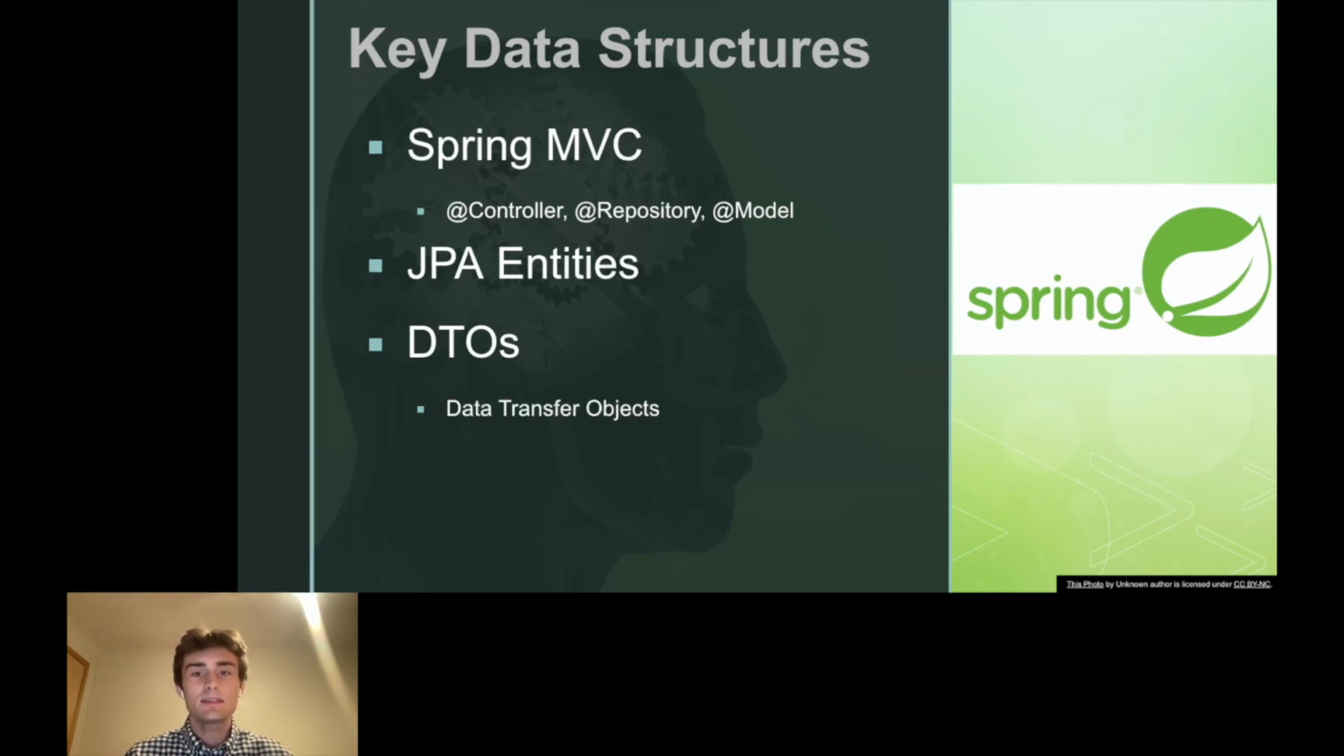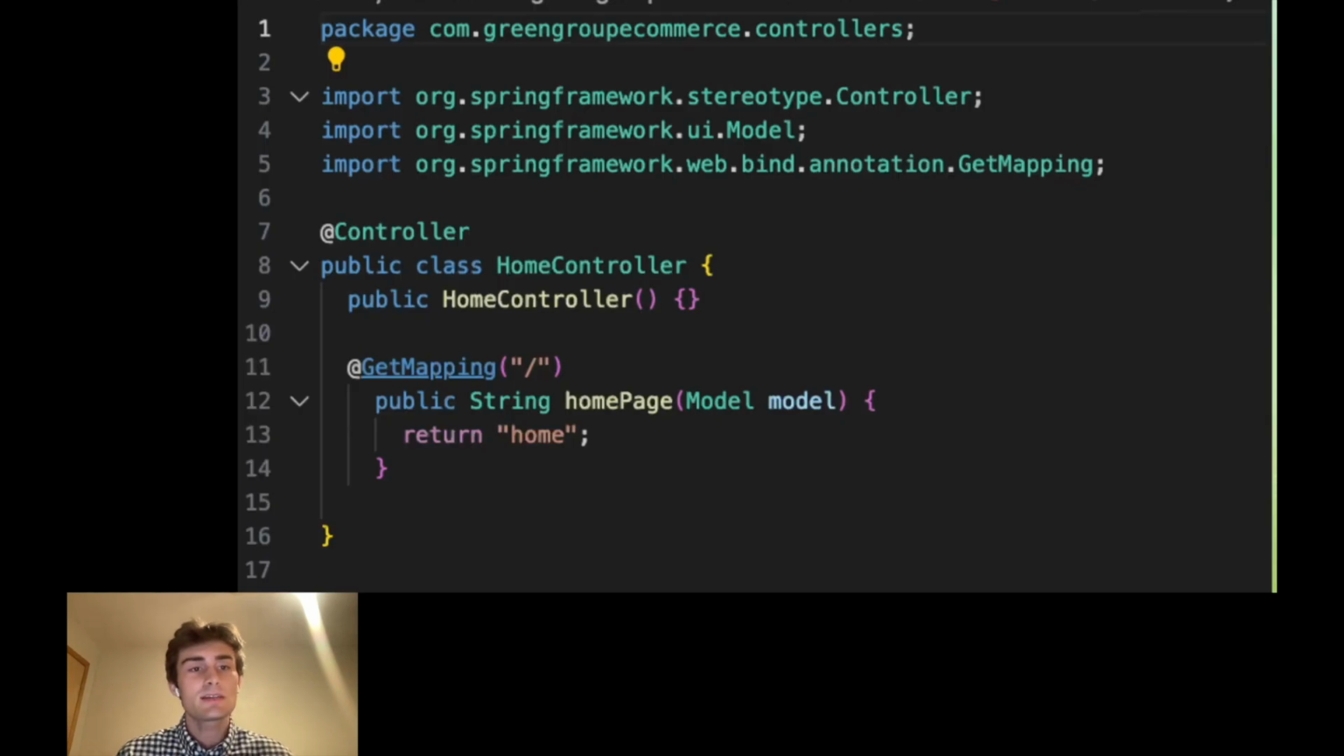certain just plain old Java objects that are storing information within our application. A JPA entity indicates a class that represents a table in our database. So each table that you saw in the schema will have a corresponding JPA entity in our source code, and DTOs or data transfer objects. Here you can see an example controller class in our MVC framework.